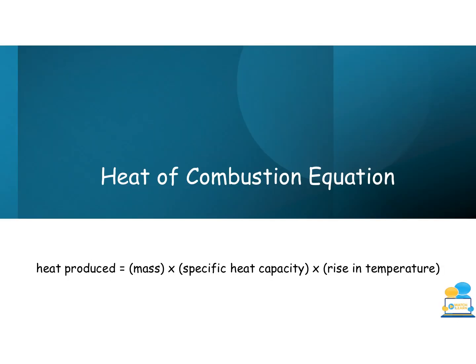Now, this is the equation that you'd use to calculate the heat of combustion. So it's the heat produced is equal to the mass times the specific heat capacity multiplied by the rise in temperature. Now, the specific heat capacity will always be given to you in your exam. The rise in temperature, they'll have to give you either the starting temperature, the finishing temperature, or indeed just the rise in temperature. And then they might ask you to calculate the mass.